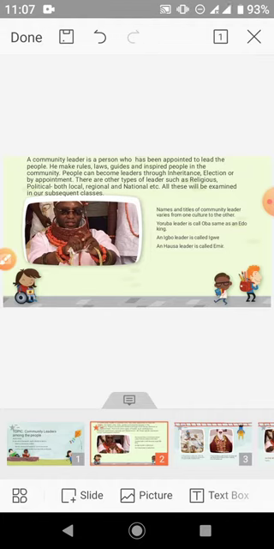Who is a community leader? A community leader is a person who has been appointed to lead the people. They make rules and laws, guide, and inspire people in the community. People can become leaders through inheritance, election, or by appointment. And like I explained when we had the lesson, inheritance is through your family. For example, if you come from a royal family and your father is a king, you can become the next king after your father. That is being a leader through inheritance.